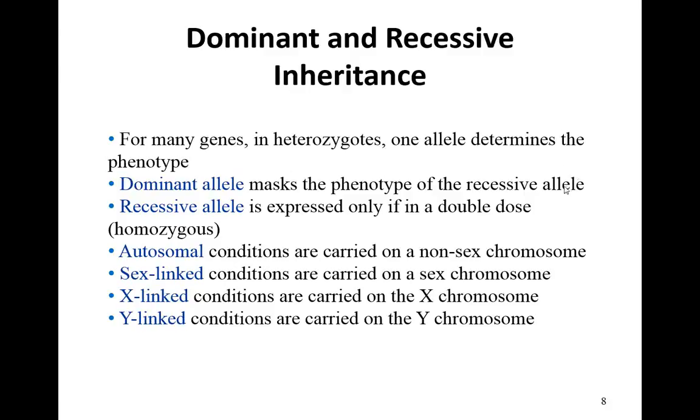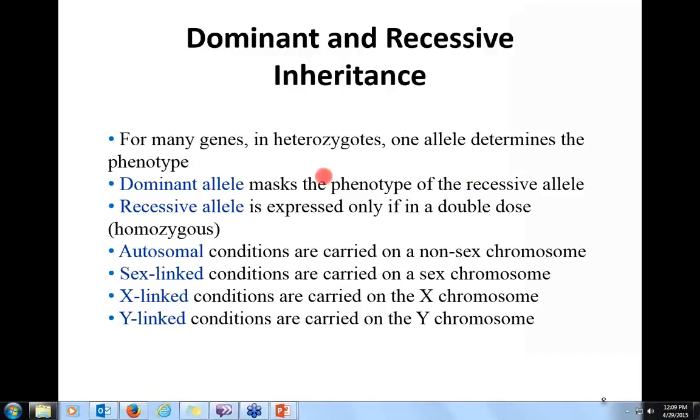Okay, so when someone is heterozygous, one allele may determine the phenotype, and that would be the dominant allele. So when I gave the example of someone having one gene for blue and one gene for brown, brown would be the dominant allele, because then it would mask the phenotype of the recessive. You would be unable to tell that that person had blue eyes, or the gene for blue eyes.